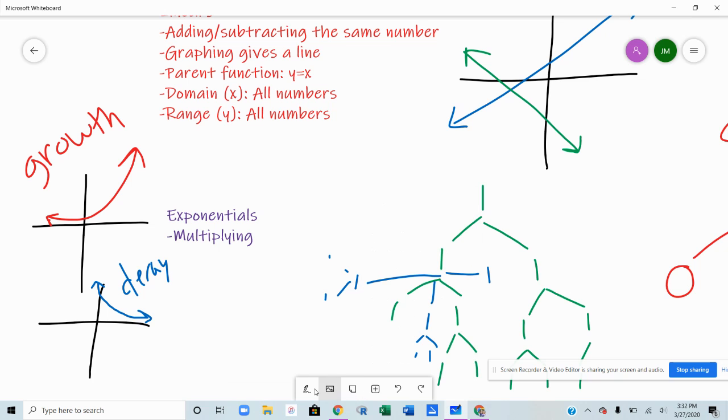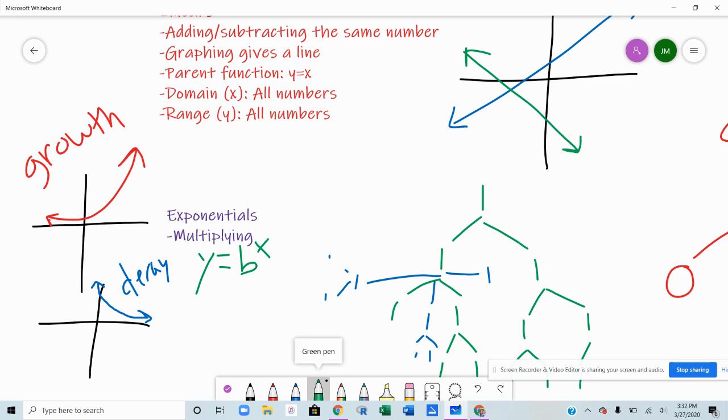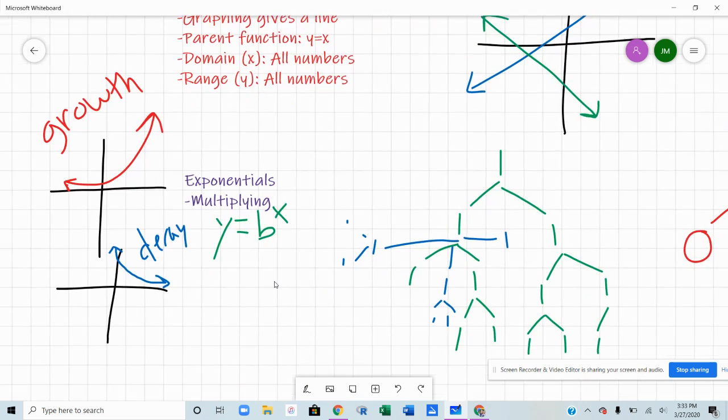We have a parent function, which I'm just going to have to write because I can't do exponents on this screen. It is y equals b to the x. This is your parent function. Remember that b is just going to be some number. So maybe it's y equals 2 to the x, y equals 5 to the x, y equals 1/3 to the x. This is your general parent function. We're going to wait and talk about domain and range in a moment. We'll do that in a little more detail because it's not as simple as all numbers for the domain and for the range. Okay. All right, so let's continue on with your exponentials.